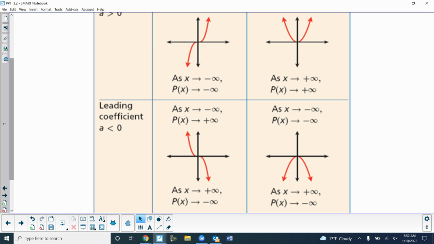If it's a positive number, the far right's going up. If the exponent's an even number, they're both going up. If it's a negative number, both going down. If it's an even degree exponent, okay? Odd exponent, they're going different directions, opposite directions.